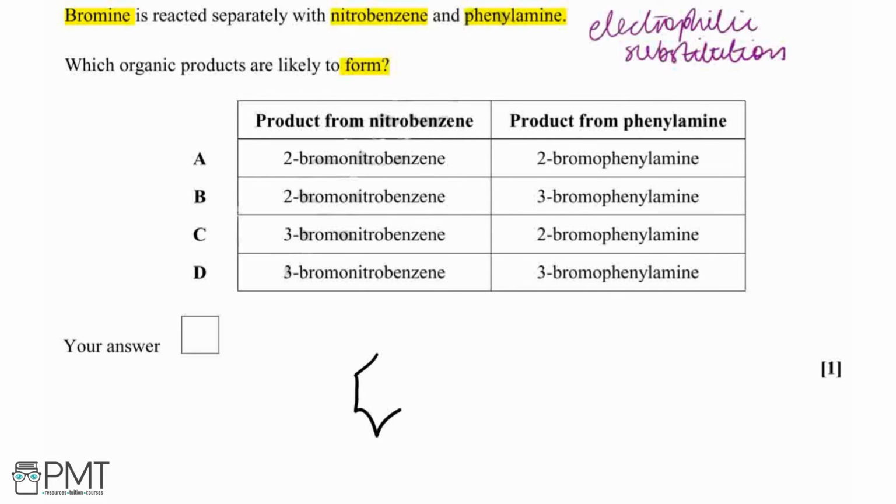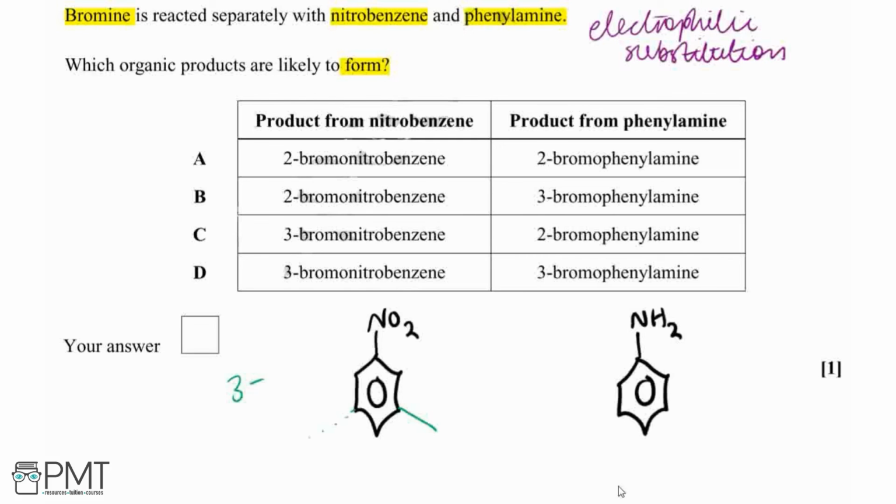Our nitrobenzene, we've got a benzene ring with a nitro group on, like so. And our phenylamine, we've got a benzene ring, but this time with an amine group, an NH2 overall. So for our nitrobenzene, the nitro group is going to be a 3-directing group. And this is because it withdraws electrons from the ring, therefore deactivating it. So we're going to get substitution occurring at position number 3, which is going to be here, or could also be on this side as well.